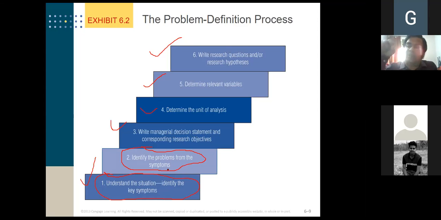Identify the problem from the symptoms. That's why a doctor becomes very good. We say that in AIIMS, the doctors are very good. Why are they very good? From the symptoms itself, they can understand.